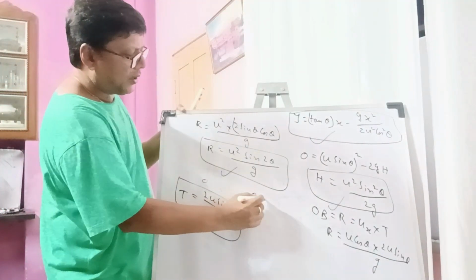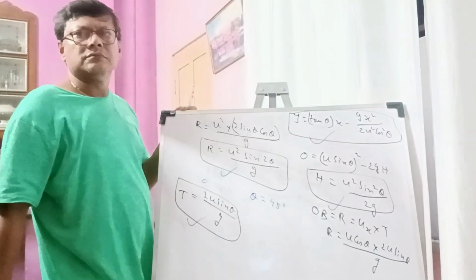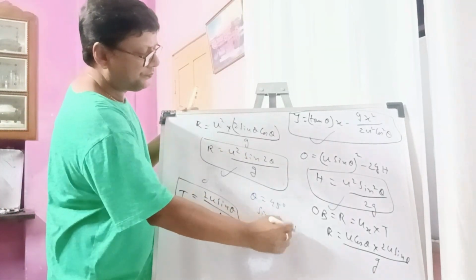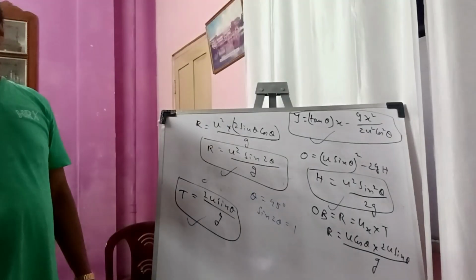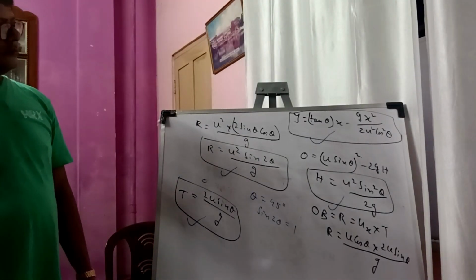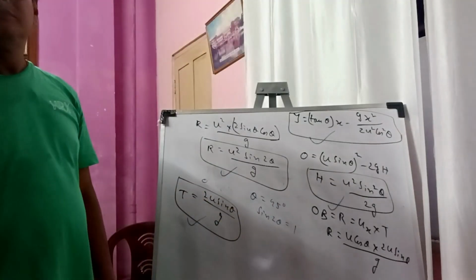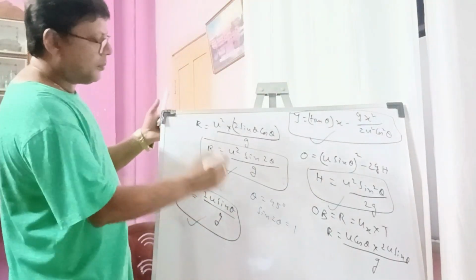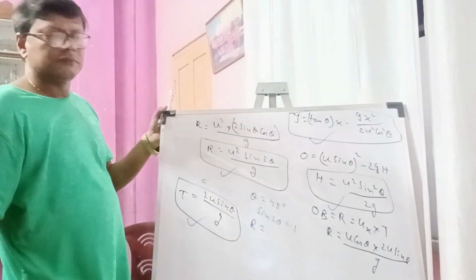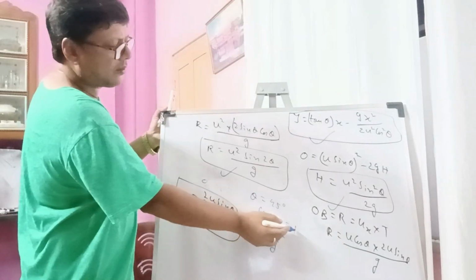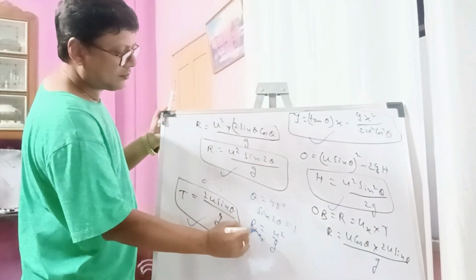If theta equals 45 degrees, then from this equation sin 2 theta will be 1. And you know the maximum value of sin 2 theta is 1. That is why R will be u square by g, which is maximum, so it is called R max.